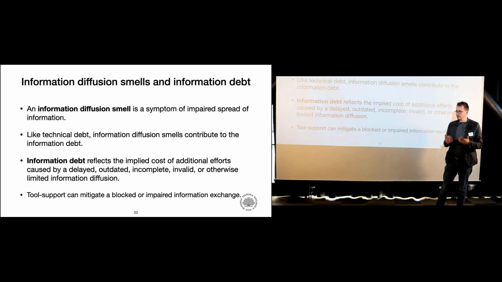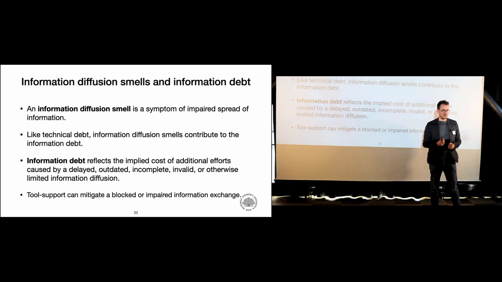Then there's another concept I would like to introduce: information smells. We already heard about technical debt. This time it's about information debt. An information smell is a symptom of an impaired spread of information, meaning the information is not spread immediately or when it's needed, but later. For example, if you have already implemented a feature, and someone else has also implemented the same feature already, then this information is too late when the work is already done. So this is very important.